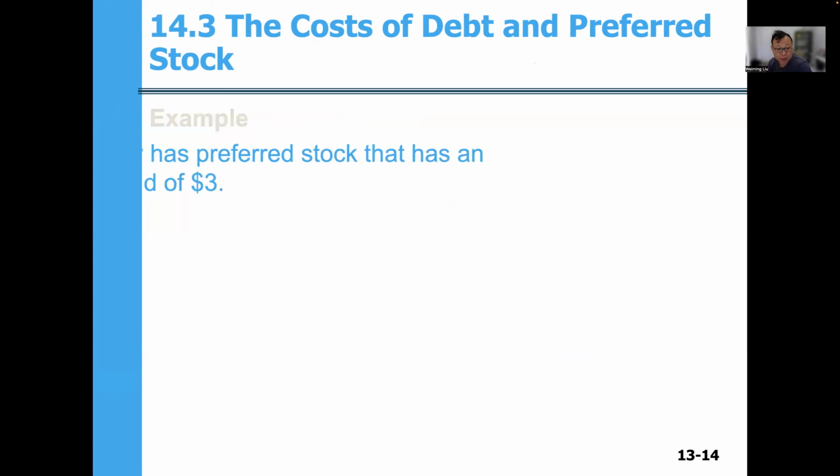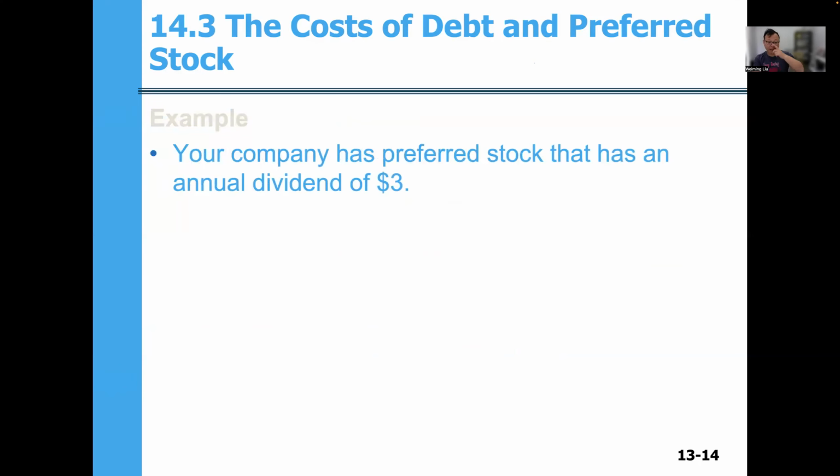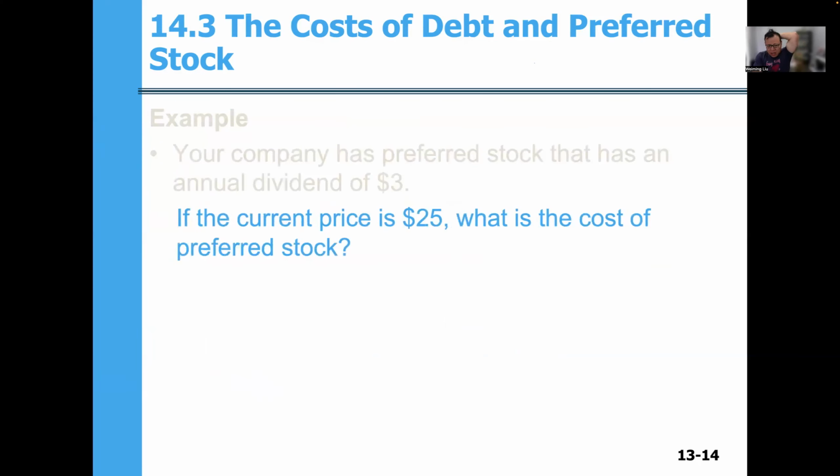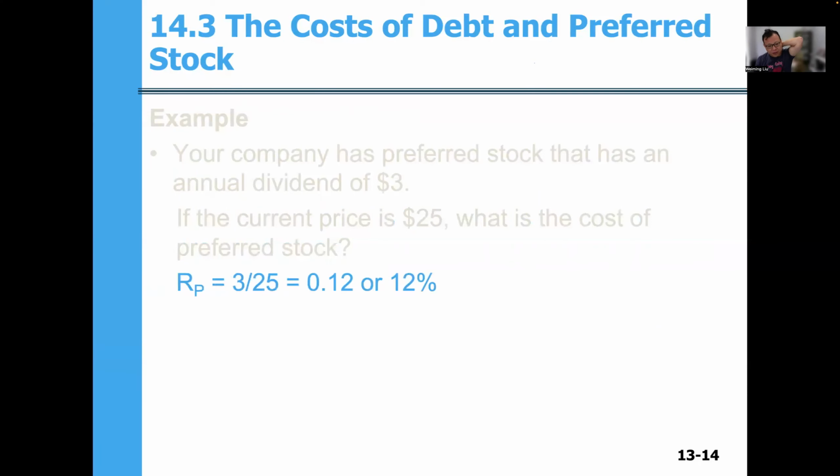So here's one example. Your company has preferred stock that has an annual dividend of $3. If the current price is $25, what is the cost of preferred stock? So use the annual dividend, $3, divided by the current price, $25. So it's 12%.